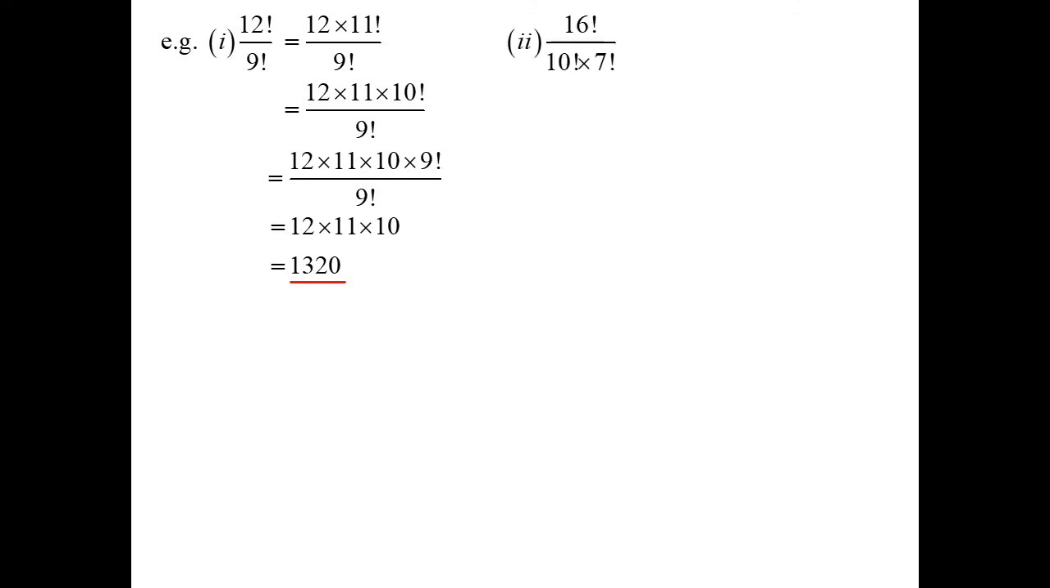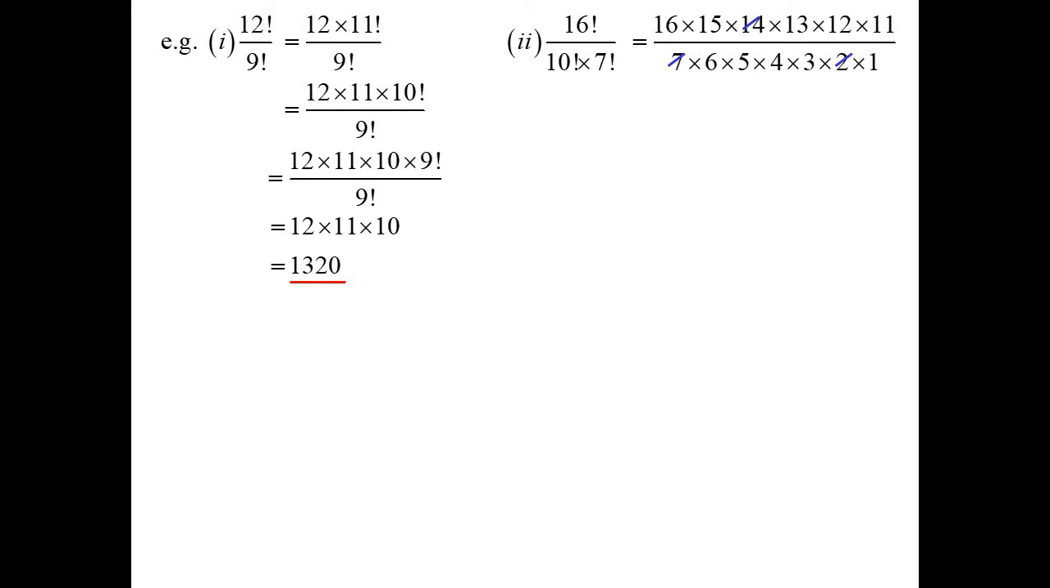So if I had something like 16 factorial on 10 factorial times 7 factorial, what I'm going to do is basically cancel the biggest factorial. So 10 factorial would be the biggest one I could cancel from the 16 factorial. I'm cancelling that out, which means on the top, I'm left with 16 times 15 times 14 times 13 times 12 times 11. 7 factorial is still on the bottom, so 7 times 6 times 5 times 4 times 3 times 2 times 1.